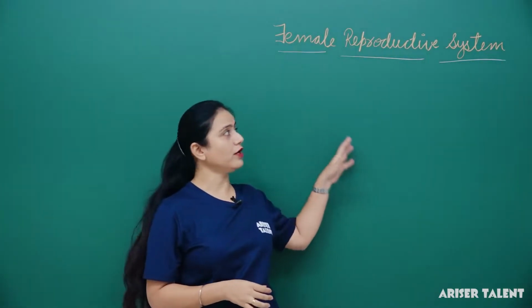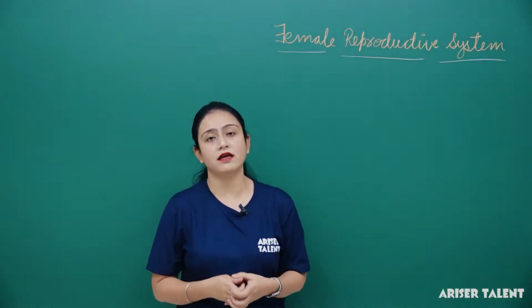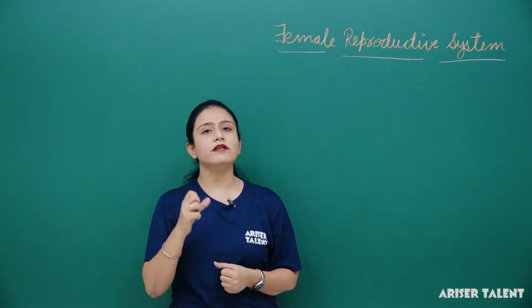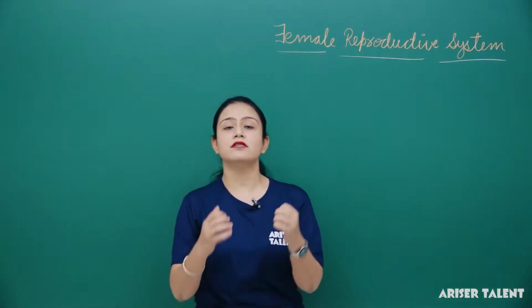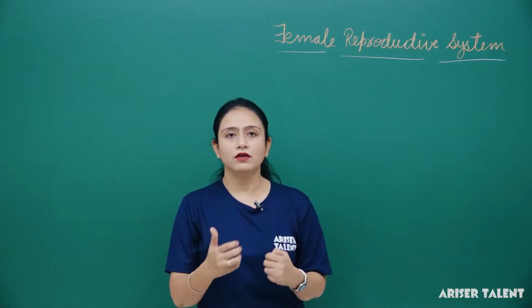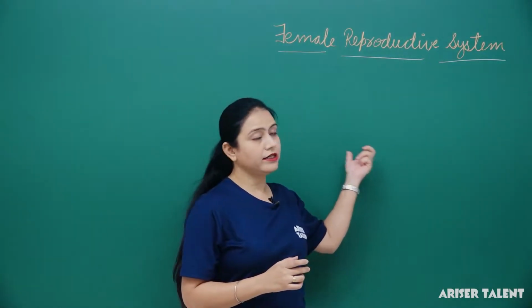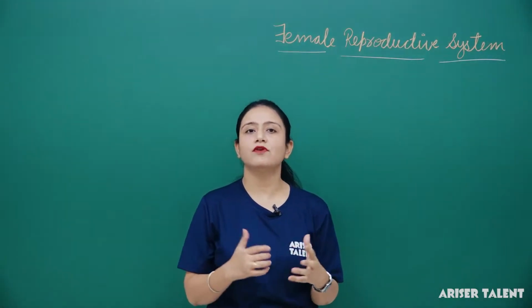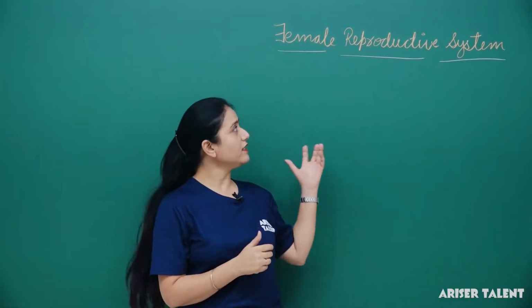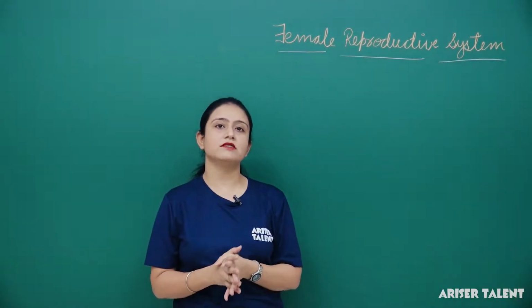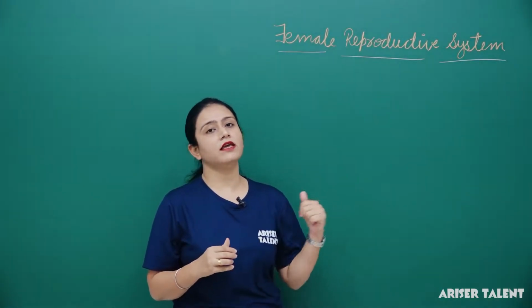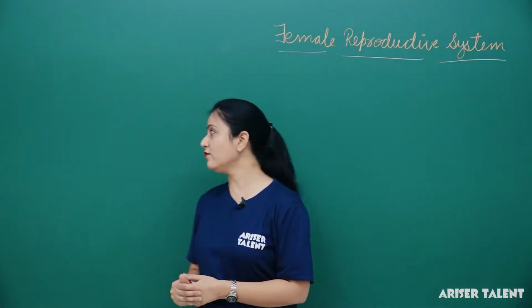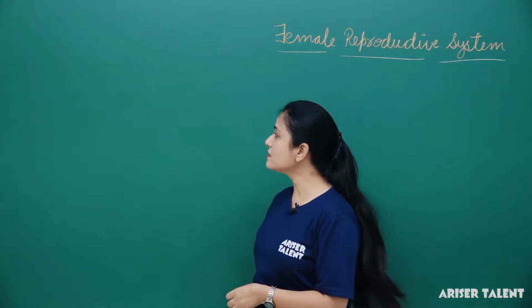Generally, the female reproductive system is more complex than the male reproductive system. The reason is that it receives the male penis for copulation, it gives birth to the child, and it helps in fertilization. So here we go with the female reproductive system.